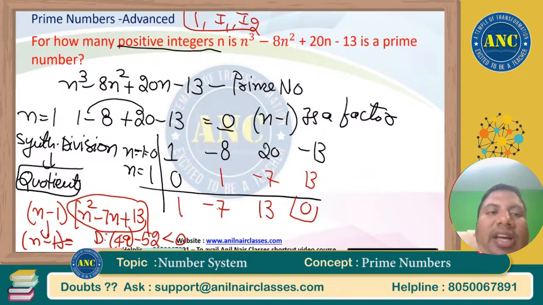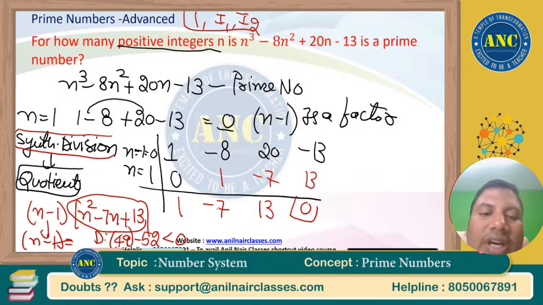n cube minus 8n square plus 20n minus 13. This is a cubic expression. He is asking how many positive integers n can take. For n value 1, n minus 1 is a factor. Then do synthetic division. Synthetic division helps us in finding the quotient. n minus 1 is 0. 1, minus 8, 20, minus 13. 1 plus 0, 1.